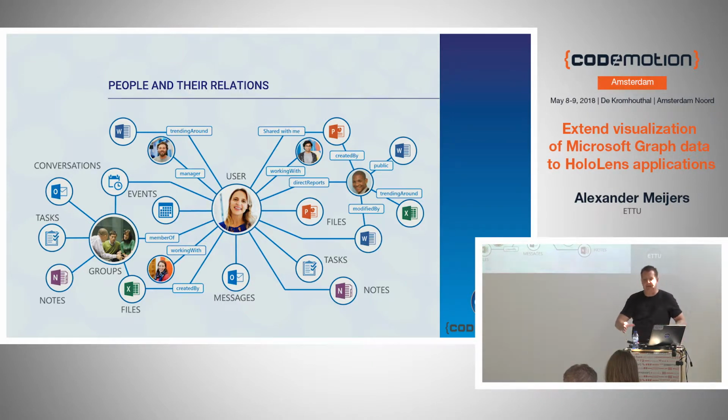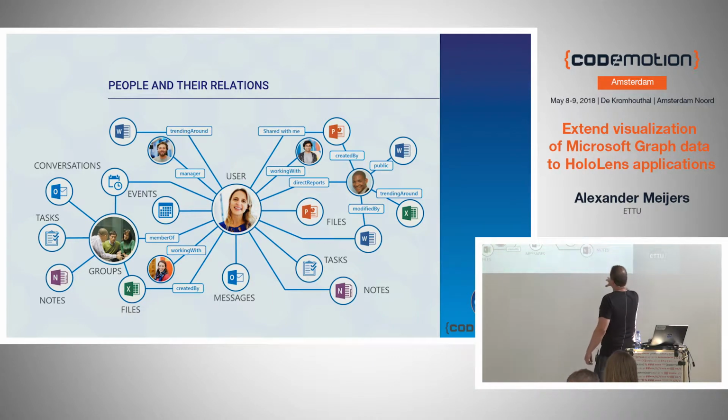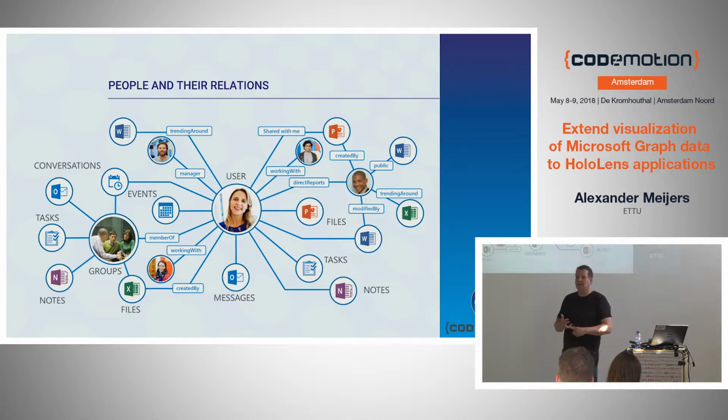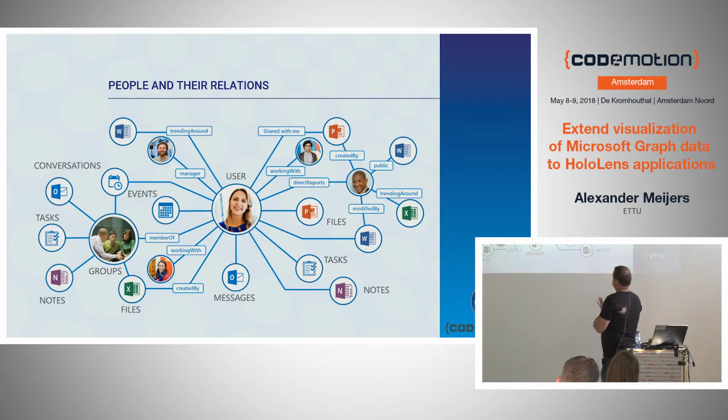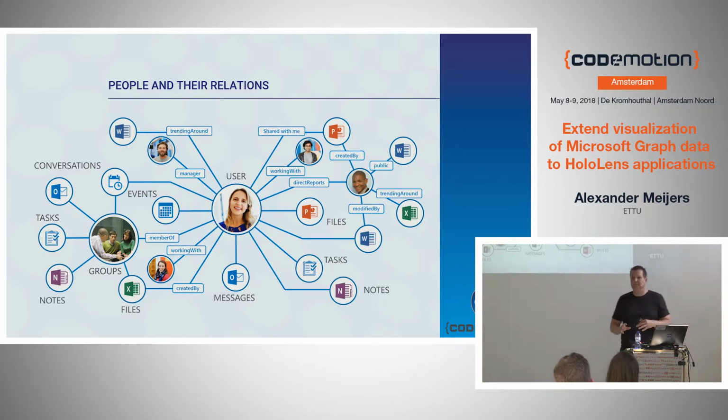So for our application, we want to have data which is people and their relations. This is an example of how data is stored within Office 365. You have different persons who have relations with each other depending on if they have been working on the same document, or if a document is shared with them, or if it has specific tags, or you did a report, or for example, the user in that case has a manager. And all those relationships are stored within Office 365.